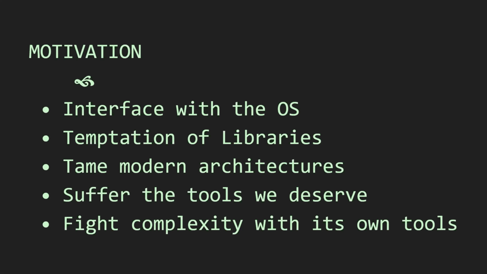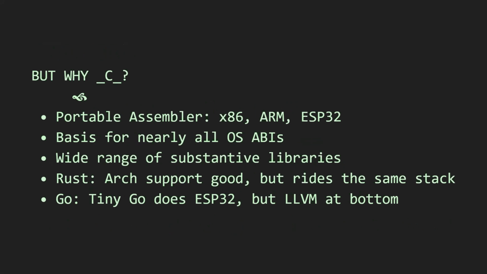Why C in particular? The canonical answer is that it's a portable assembler. There are a lot of architectures, and you can get one big win: you do it once, and in principle, it's portable. There's a degree to which that's not true, and we'll talk about that later. But basically, it's also the basis for almost all operating system ABIs. The interfaces to the OSs are heavily built on it. And even outside of the operating system space, there are a lot of substantive libraries, the ones that do the low-level things that you might actually want to do with the kinds of projects folks do with Forth.